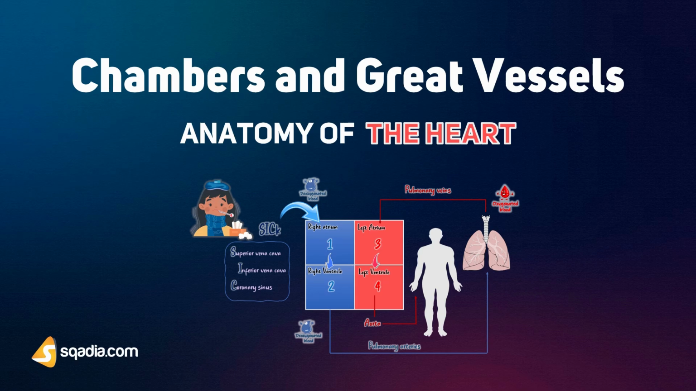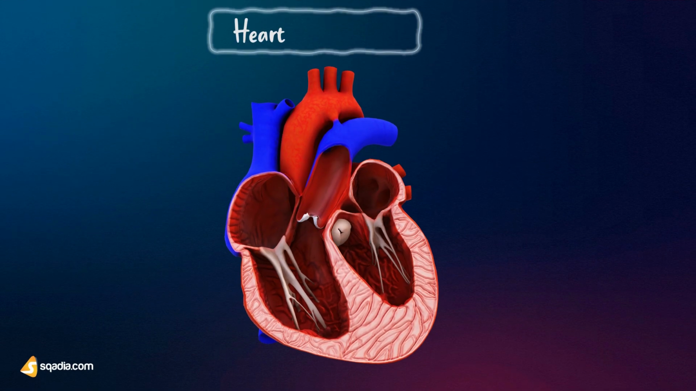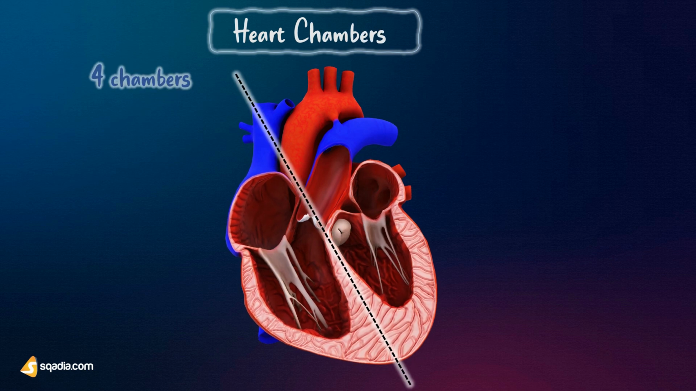Now let's see what's inside the heart. And we will try to learn, as well as memorize the structures present inside the heart, starting with the chambers and great vessels of the heart. The heart is mainly composed of 4 chambers.